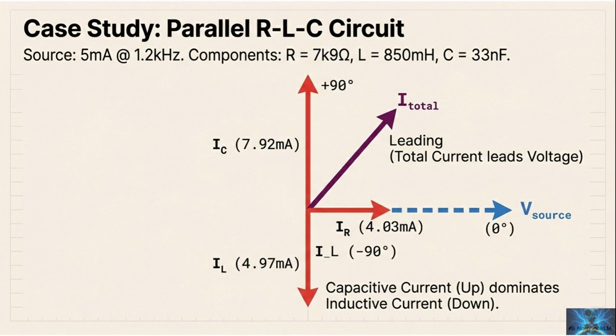Case study, parallel RLC circuit. In this parallel example, each branch current points in a direction that reflects its phase relative to the source voltage. The resistive branch current is aligned with voltage. The inductive branch current lags. The capacitive branch current leads. When you add them as vectors, you get the total current. And the direction of that total current tells you whether the entire network is acting net inductive or net capacitive.